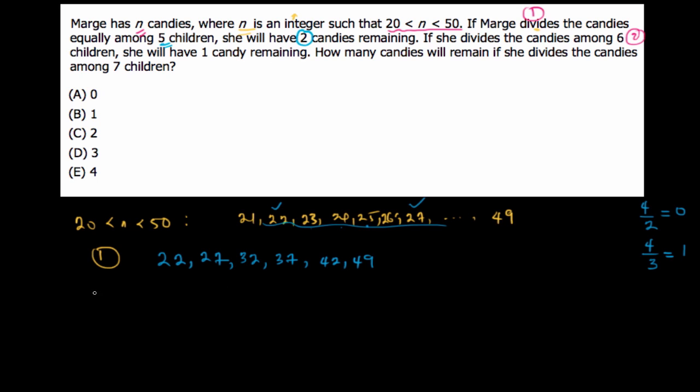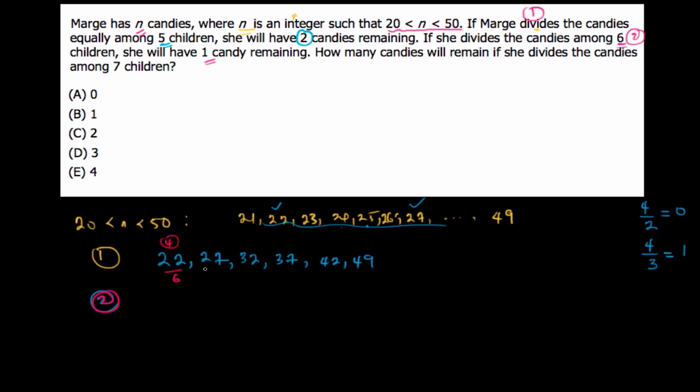It says of the numbers we have here, that is for the second statement now. So the second statement says of these numbers that we have here, which of them is such that when you divide them by 6, you would have a remainder of 1. Now when you look at this, 22 divided by 6, 6 in 22 is 3, remainder 4. So the remainder here is 4.